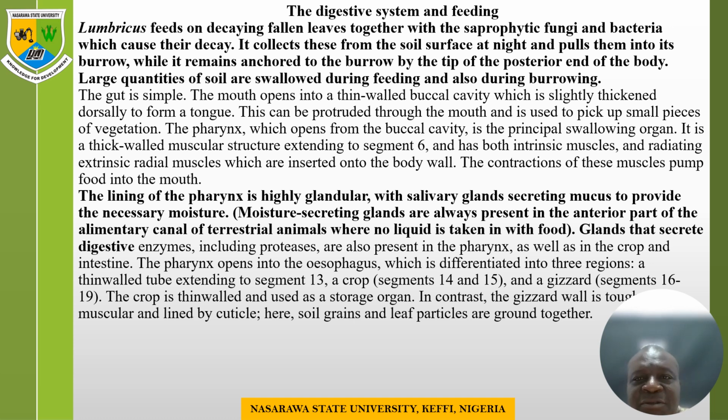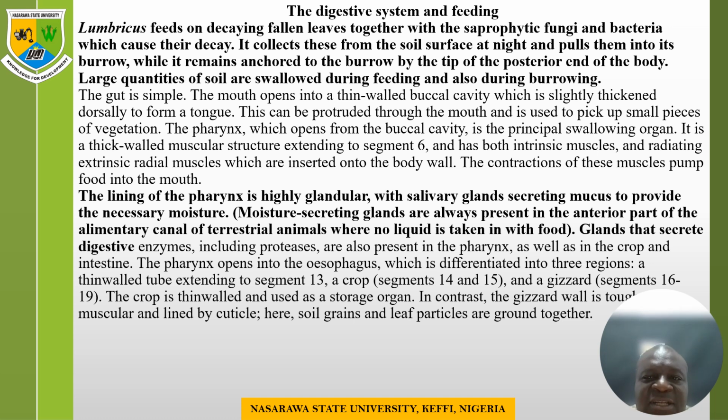It collects the leaf from the soil surface at night and pulls it into its burrow, because they burrow through the ground, while it remains anchored to the burrow by the tip of the posterior of the body. Large quantities of soil are swallowed during feeding and also during burrowing. As they burrow through, they use the anterior or the posterior region. That is why they live in a moist environment, and they have the ability to pull through, to burrow down the ground in order to get to where they can settle down.